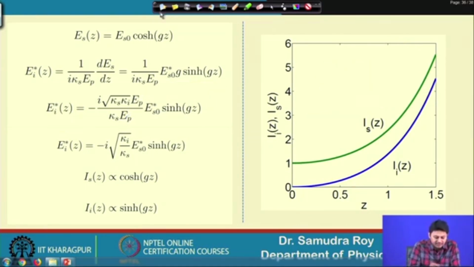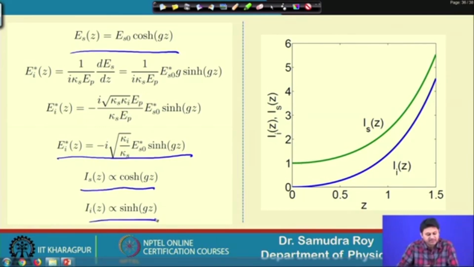Once we have this E_I and E_S, then we can readily see that the corresponding intensity of signal and idler is proportional to cosh squared and sinh squared. There should be a square term. I am making some mistake here, so please note, because E is proportional to cosh, I, which is proportional to mod of E_S squared, should be the square of this. So when we have both square terms, and if I plot as a function of z the intensities I_S and I_I, then we will find that the curve is something like this.